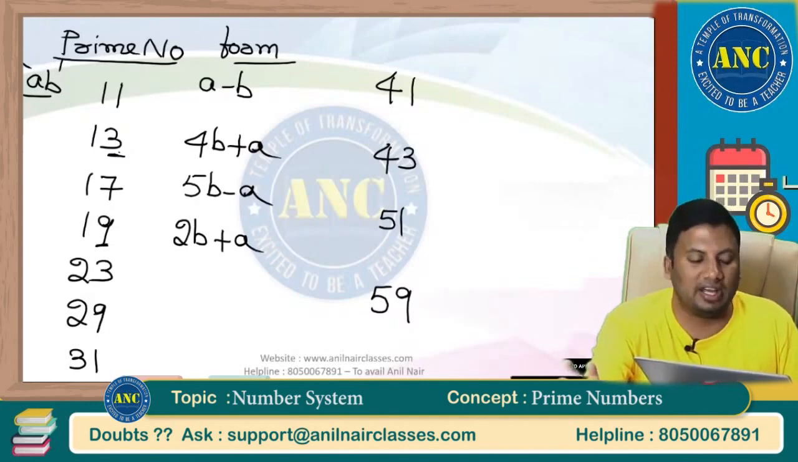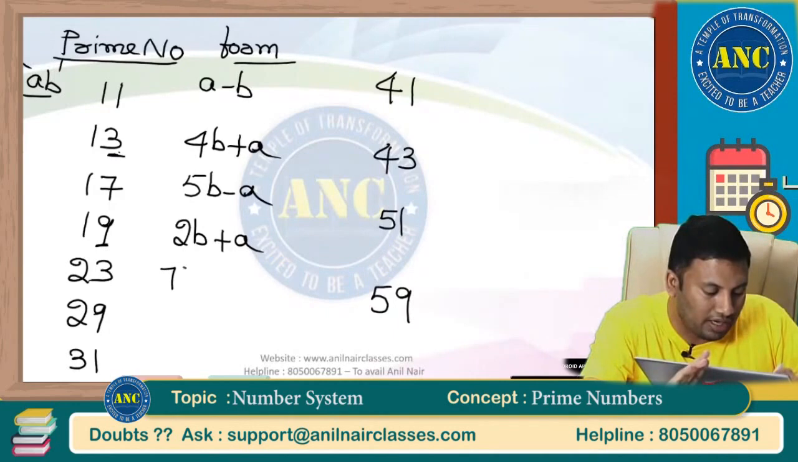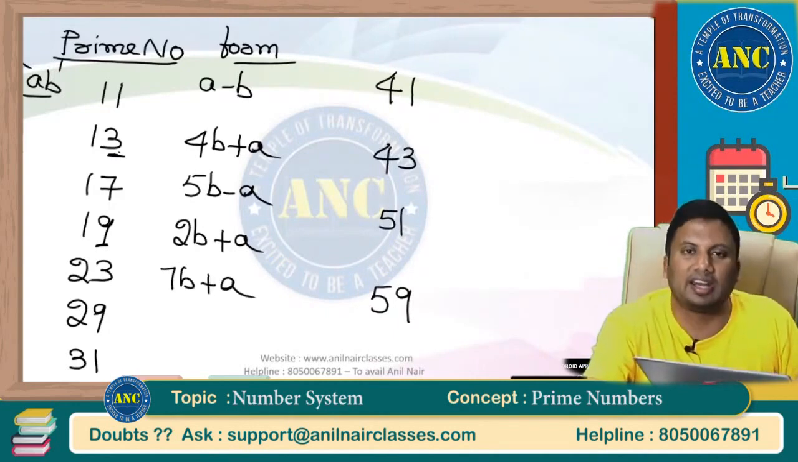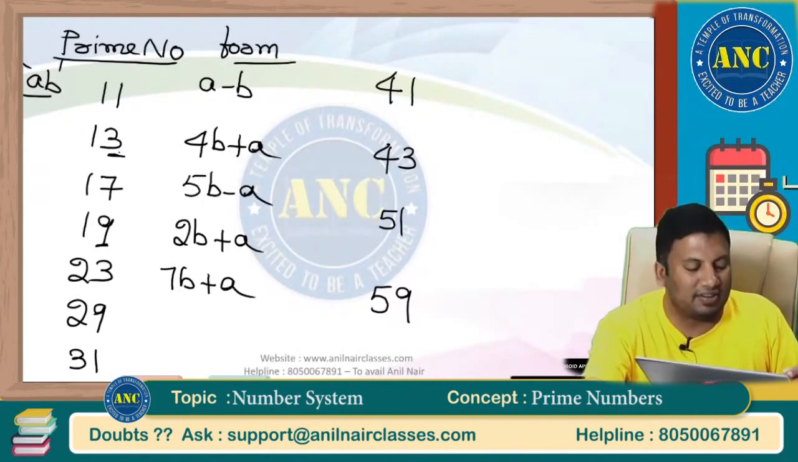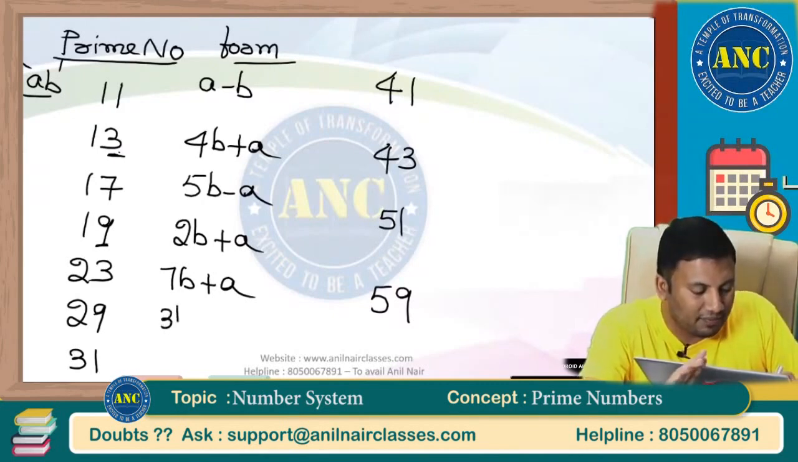I hope you are all there with me. 23: 3 7s are 21 plus 2. 23. The divisibility rule is 7B plus A. 29: 3 9s are 27 plus 2, 29. It is 3B plus A.